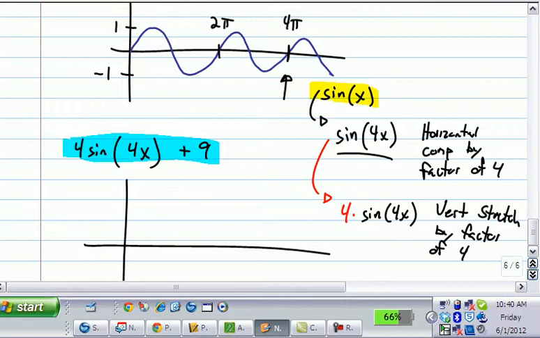Had you done the plus 9 first, your next step when you multiplied by 4, so if you were sitting with, let's say, sine of 4x plus 9, and if you now said, hey, multiply your function by 4, you'd have to multiply your entire function by 4, thus causing the 4 to be distributed here and here, and your vertical shift would have now been 36 instead of 9.